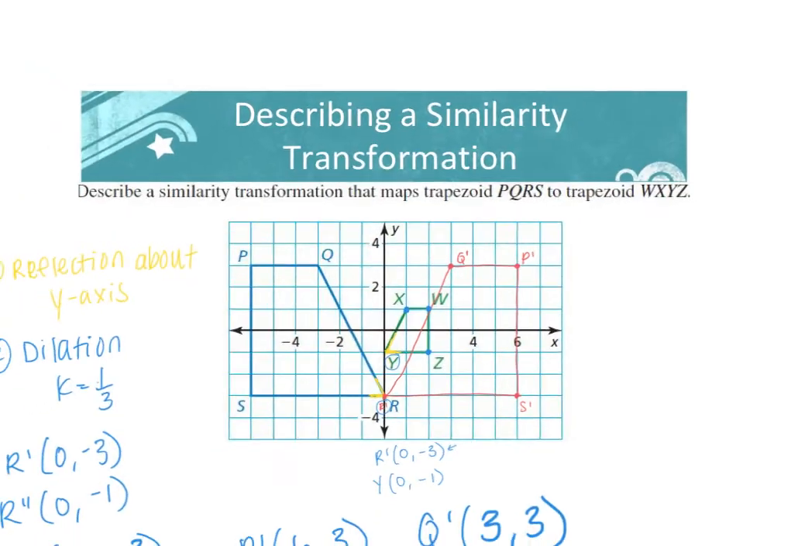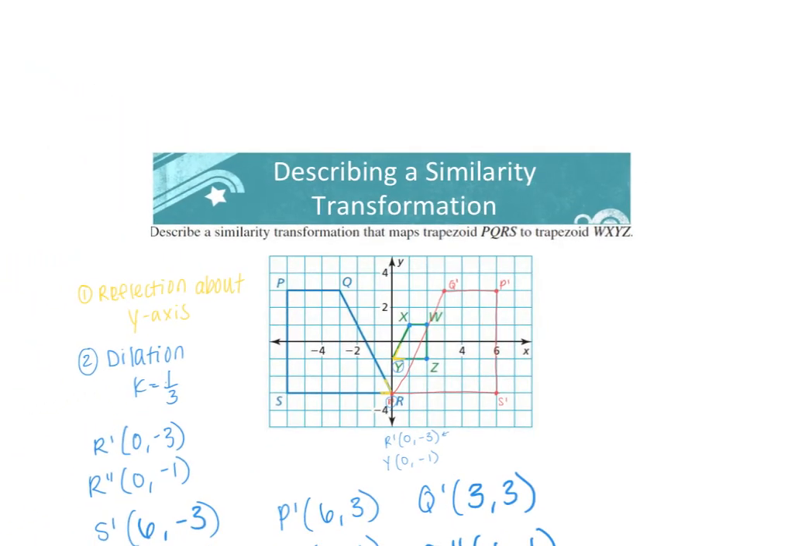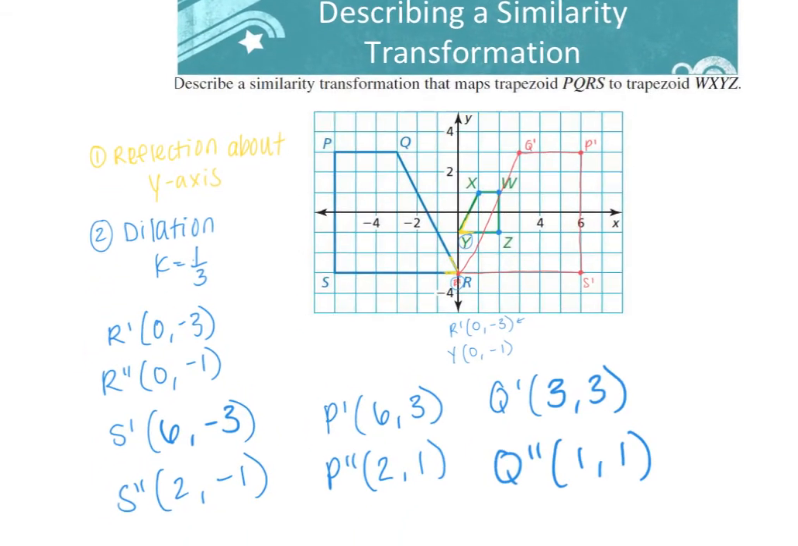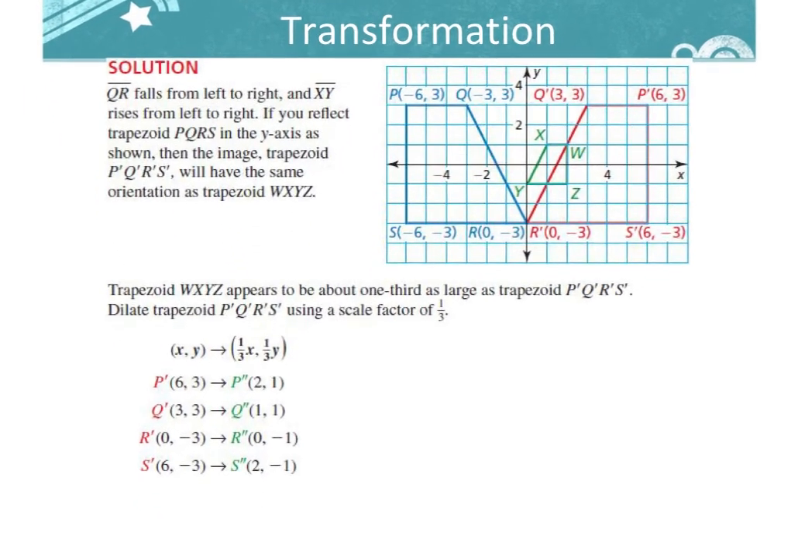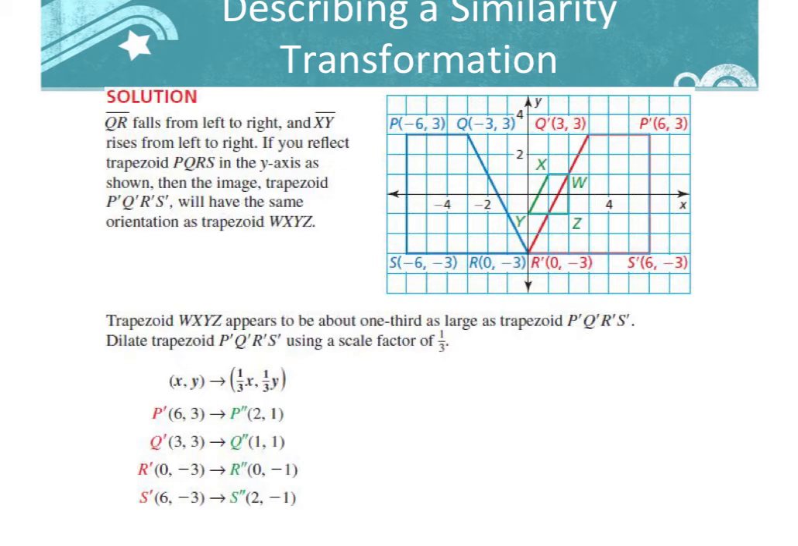So we just described a similarity transformation that maps our original trapezoid, which was the larger blue one, into the smaller green one. Let's see if the book did the same thing, and they did. They reflected it over the y-axis, and then they shrunk it by 1/3, or they reduced it by 1/3.